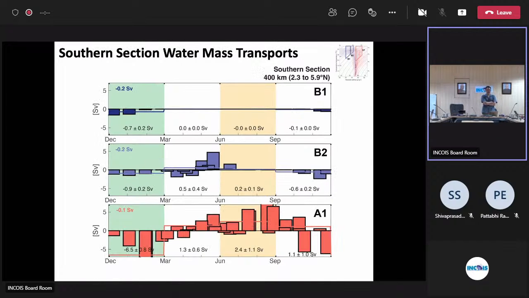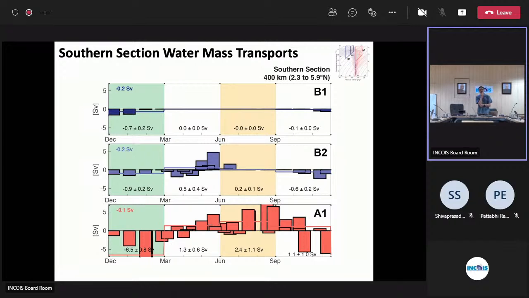We can look at the southern section. Again, there is more data, so it's a little bit more reliable to look at. Again, B1, B2, and A1, each of the three figures. Water mass class B1, the interior Bay of Bengal water, is very definitely going southward during the northeast monsoon. You can see the volume transport of that water mass class very clearly now. B2 is largely going southward, but there's a little bit of variability during the intermonsoon periods.